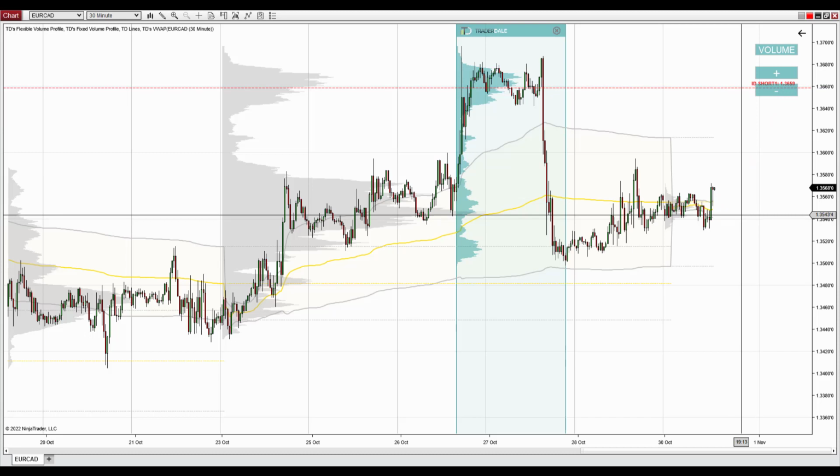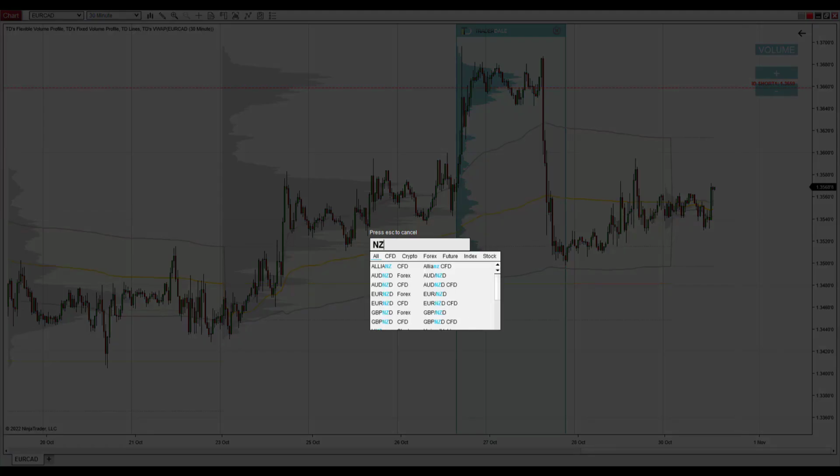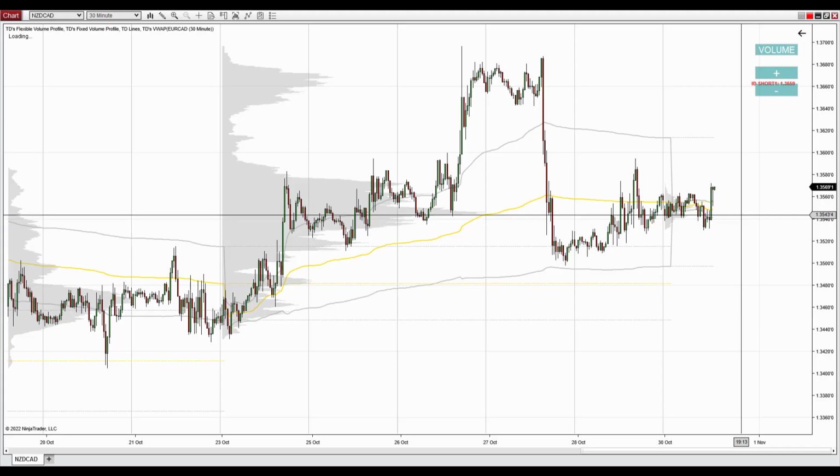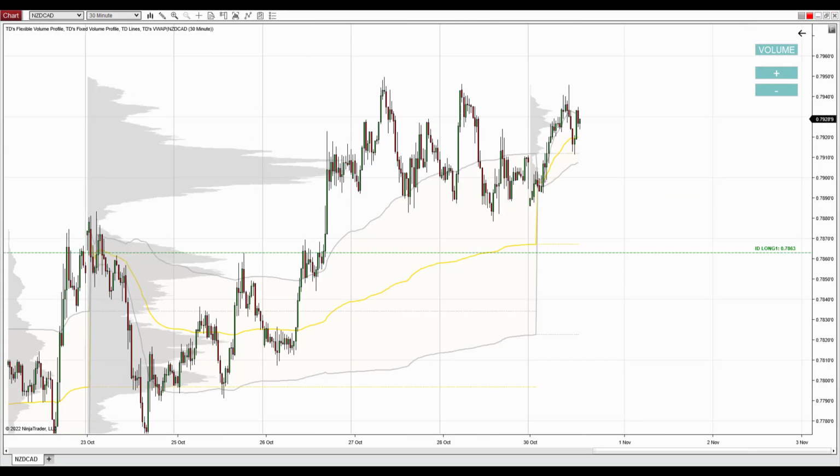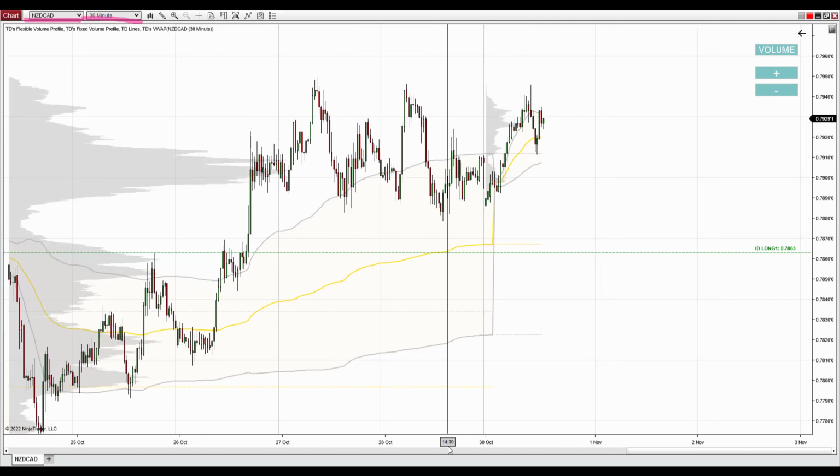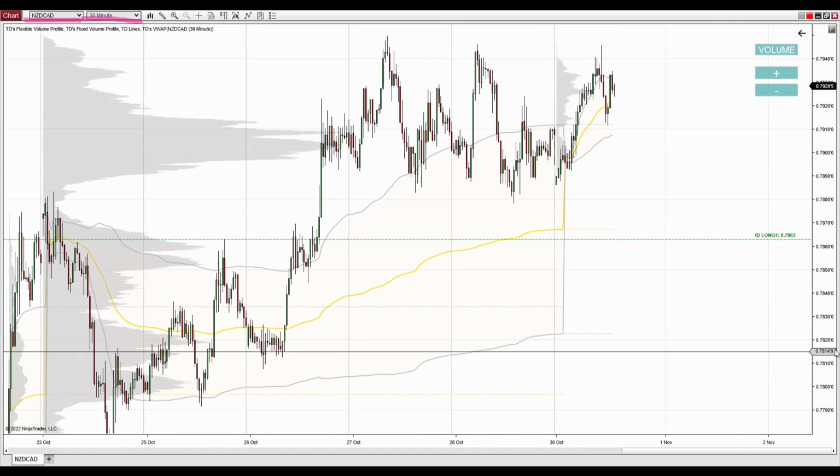Now let's go and have a look at another trading idea, and the next one will be on the New Zealand dollar, Canadian dollar. So now the chart shows the New Zealand dollar, Canadian dollar 30-minute time frame, and what I have in here is a trend setup, the same setup I was showing you on the New Zealand dollar, US dollar. Let me zoom it in a bit so you can see it better.